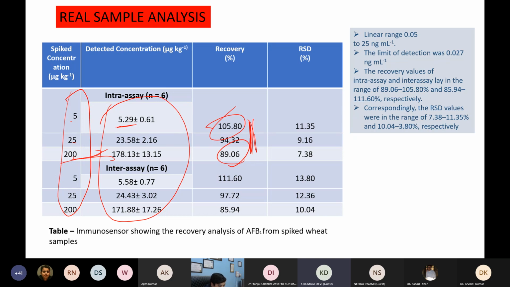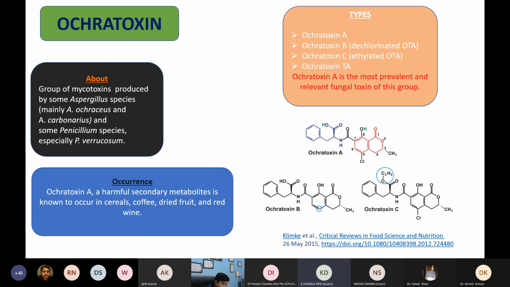So this is basically in the spiked wheat sample. You see, wheat sample. So they have done this in the wheat sample. It means the sensor is able to detect the aflatoxin in the wheat microenvironment. So that is the implication of this particular thing.